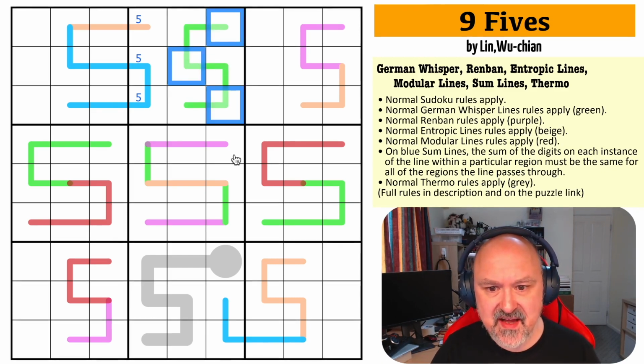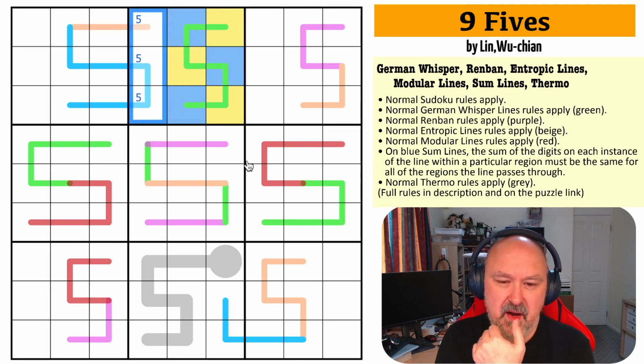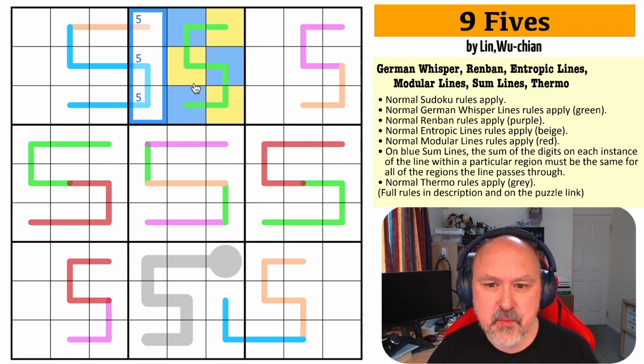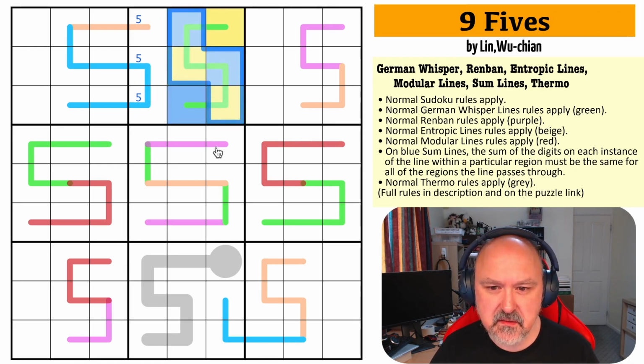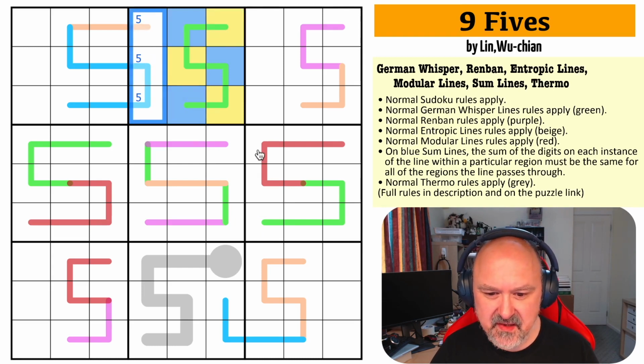So that digit and that digit and that digit must be the same high-low, and that must be the same high-low. So one of those is going to be high, one of them is going to be low, but I'm not sure which yet. I can never put 4 or 6 in those cells, but I could put them there or in one of those. So that's not really getting me that far.